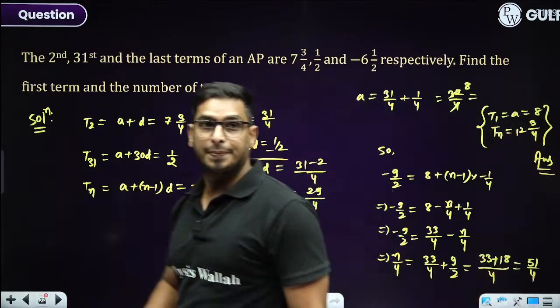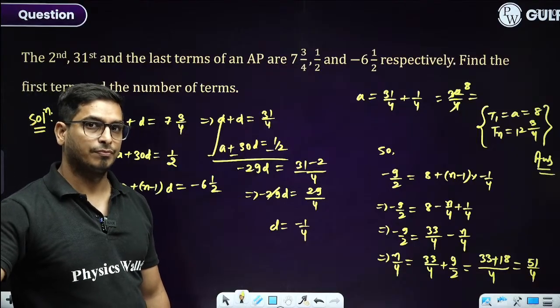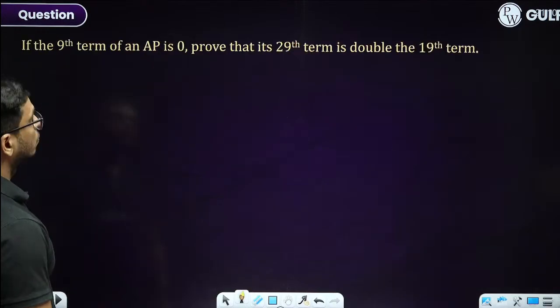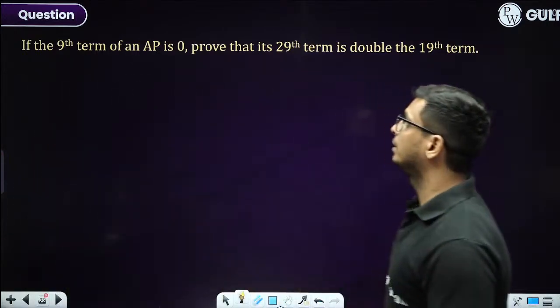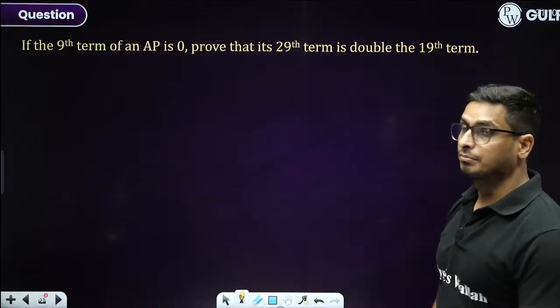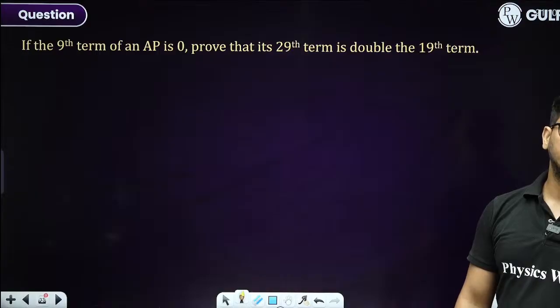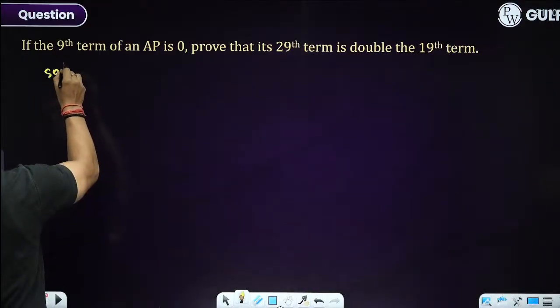Clear? Is it clear? Yes, sir, it's clear. Okay. So we do have some more questions. If the 9th term of an AP is 0, prove that its 29th term is double the 19th term. Okay. Simple. Yes, sir, it's easy. The question is really easy, right?